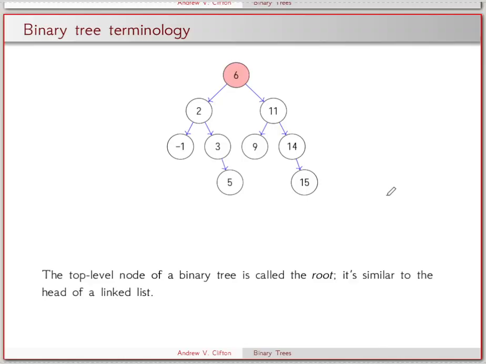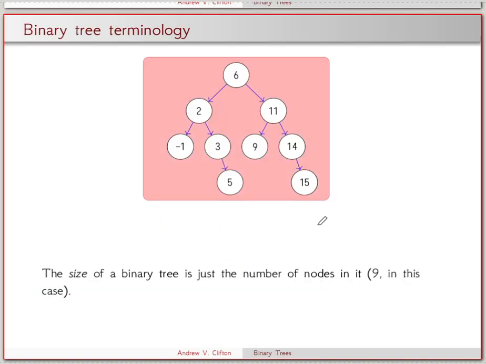With some more terminology, we're going to draw our trees looking like this. The top level node, the thing at the very top, is always called the root. In computer science, trees grow upside down, so the root is at the top, and as we'll see in a second, the leaves are at the bottom. The root of a binary tree is like the head of a linked list. It's where we start. From the root, we can get to all the other nodes, but we may not be able to get back to the root depending on what kind of binary tree we're building.